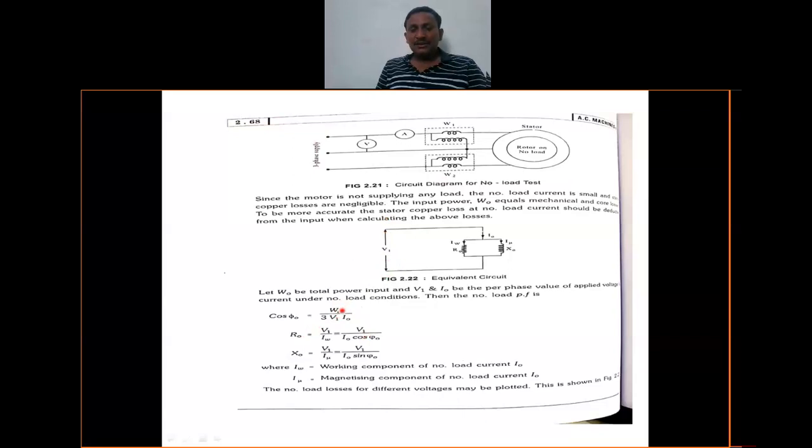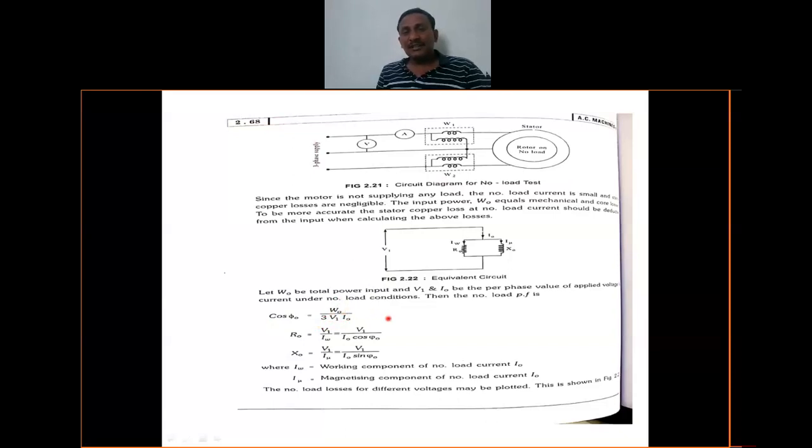We know W naught is equal to 3 V I cos phi, so cos phi is equal to W naught by 3 V1 I naught. In formulas we can also use root 3. If you use root 3, you take line voltage. The power formula is root 3 VL IL cos phi. If you take line voltage and line current, you follow root 3 here.